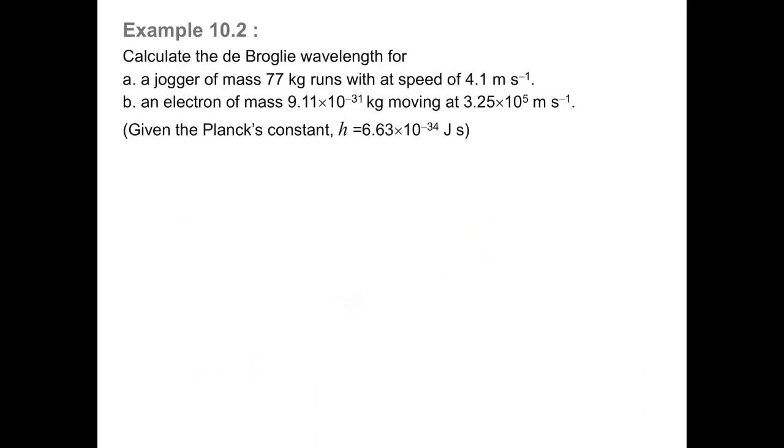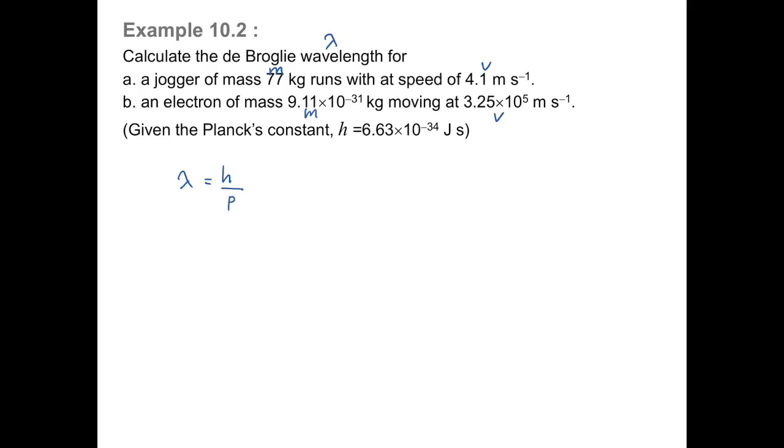For example 10.2, we are asked to calculate the de Broglie wavelength, lambda, for a jogger of mass 77 kg, who runs at a speed of 4.1 meter per second. And then for B, we have to find it for an electron of mass 9.11 times 10 to the power of negative 31 kg, which moves at the speed of 3.25 times 10 to the power of 5.